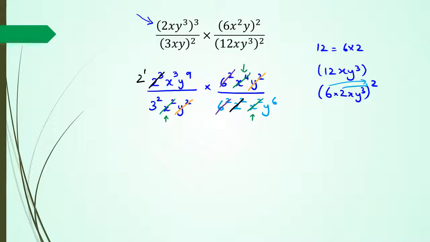What else can I get rid of? y to the power of 9 and y to the power of 6. Those two will cancel out, but in the numerator I'm left over with y to the power of 3. And I think that's basically it. So what have I finally got left over in the numerator? I've got a 2, an x cubed, and a y cubed, and that's divided by 3 squared. You can actually leave it like that, or you could write it as 2x cubed y cubed divided by 9. That's basically it.